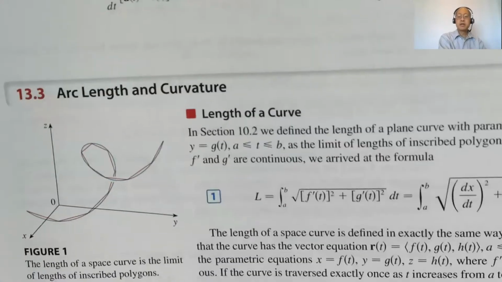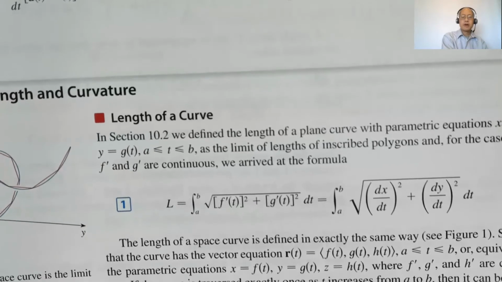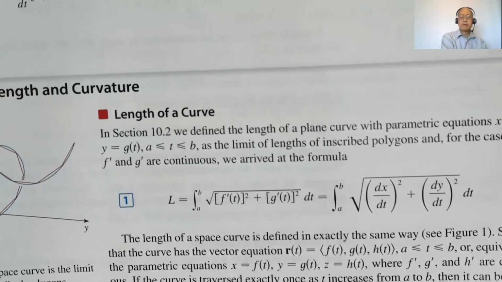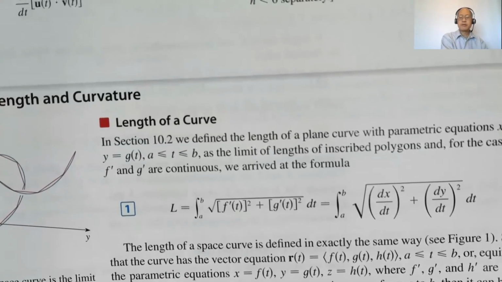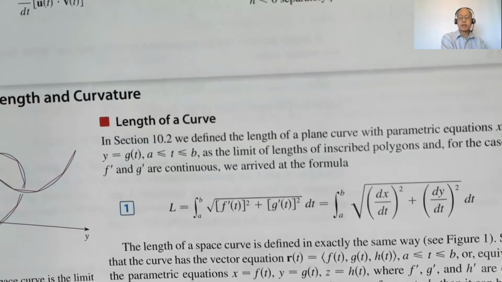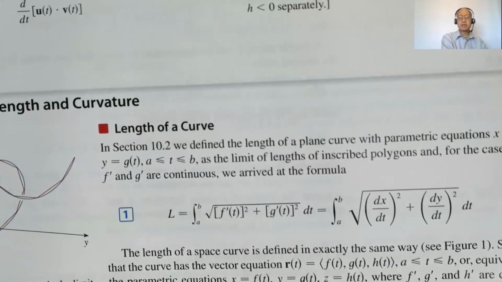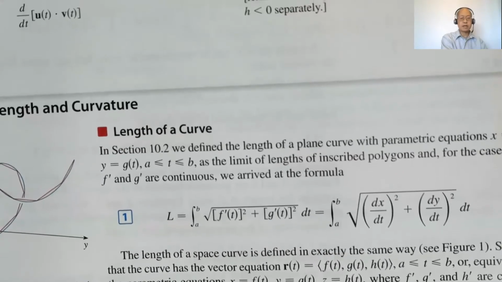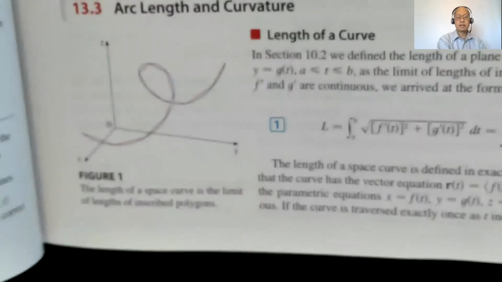In 3 space, you might recall from Calc 2, to find the length of a curve defined parametrically, we have the integral from a to b of the square root of dx dt squared plus dy dt squared. So it's no big deal to guess that for 3 space, you just add the dz dt squared, and that gives you the arc length in 3 space. So if you want to find the arc length along something like this, right?